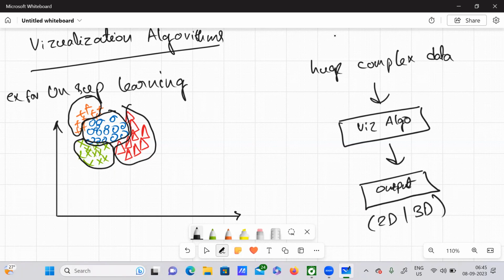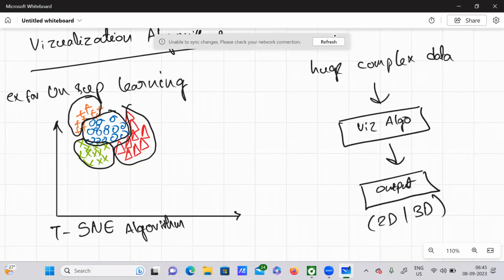So this particular graph that I have drawn here is an example of t-distributed, in the sense it's a type of visualization algorithm.